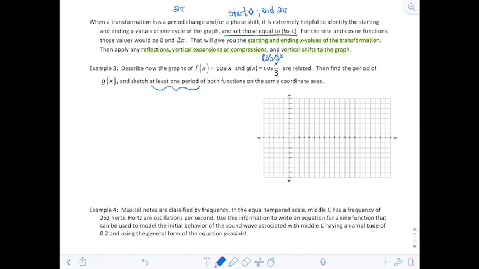So as we look at this, the 1/3 of x, that is what we would recognize as being a horizontal compression or expansion. And this is actually going to be horizontally expanded by a factor of 1/3. So g of x is horizontally expanded by a factor of 1/3.